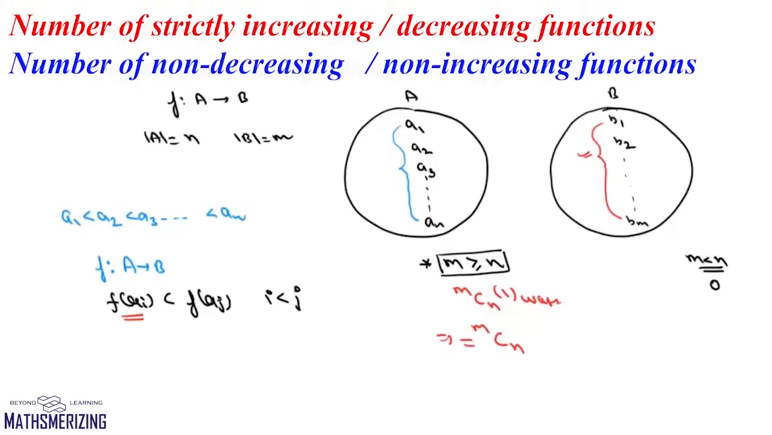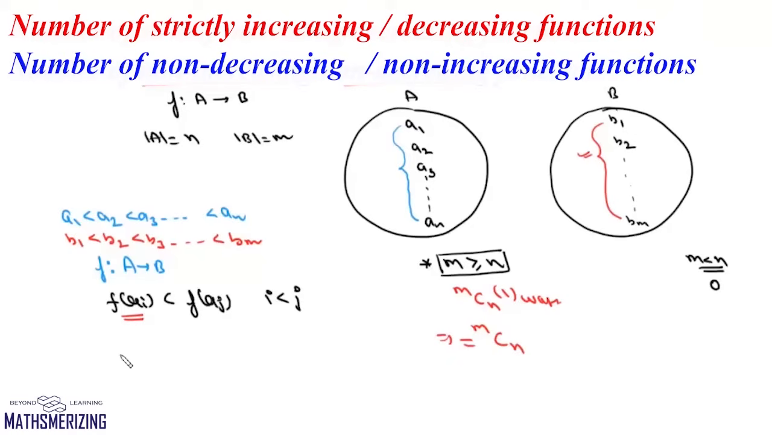The problem becomes a little more interesting when it says the number of non-increasing or non-decreasing functions defined from set A to set B. So suppose again we have set A in which elements are ordered, say a1 is less than a2 is less than a3 is less than an, and suppose now elements in set B are also ordered, say b1, b2, b3 and bm. Now this again is a rearrangement of elements in the set, so nothing has changed in the question.